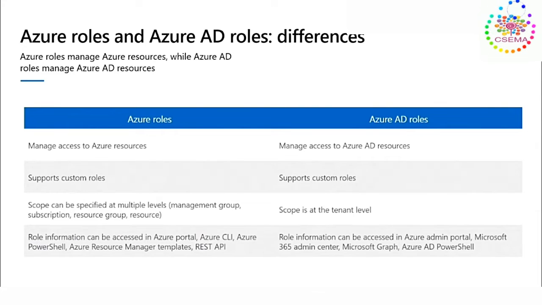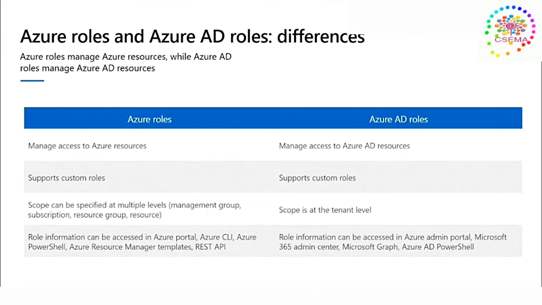The differences are: the scope of Azure roles can be specified at multiple levels, such as the management group, subscription, resource group, and resource, while the scope of Azure AD roles is only at the tenant level.